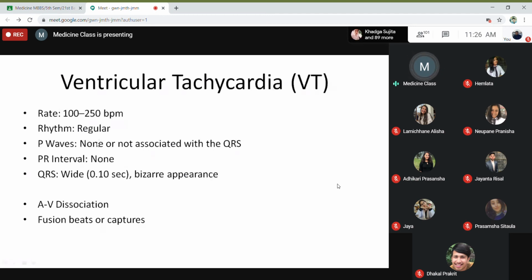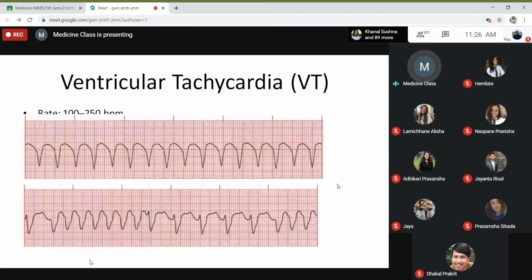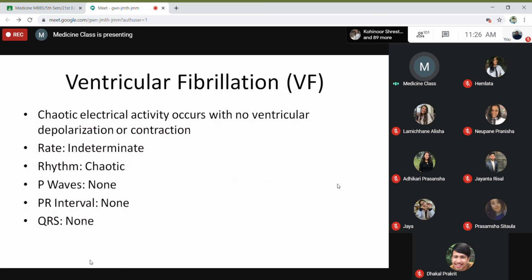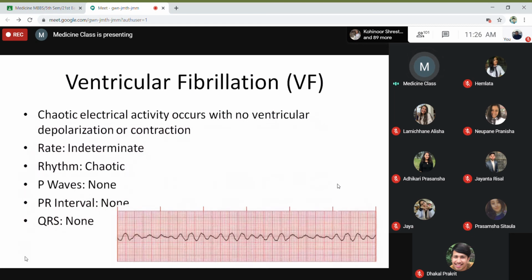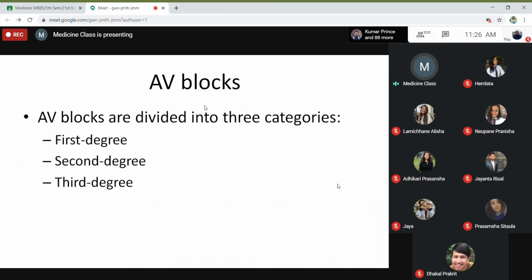There may not be association between the QRS and P wave. PR interval will be none, the QRS wide, and there will be AV dissociation. That means there will be no relation between P waves and V waves. So this is a very life-threatening kind of rhythm, ventricular tachycardia. Ventricular fibrillation is very chaotic, and it would look like a drawn line. There won't be any P wave or PR interval, QRS will be none. Rate cannot be determined, and it's chaotic, and it's a life-threatening emergency for the patient.